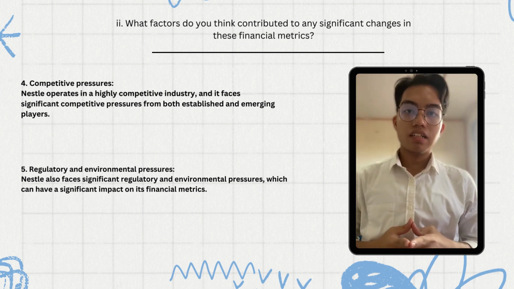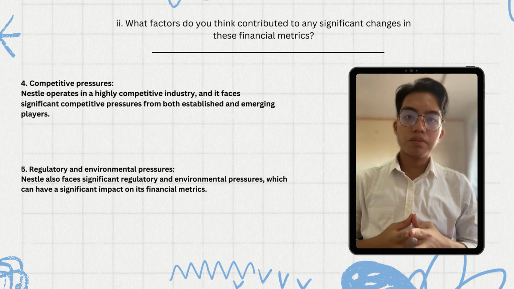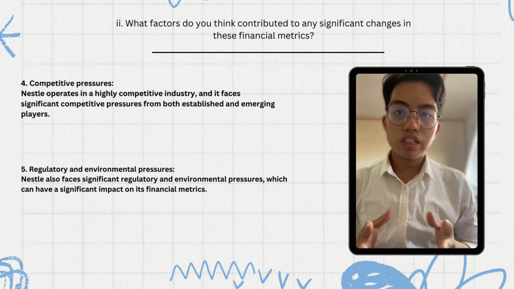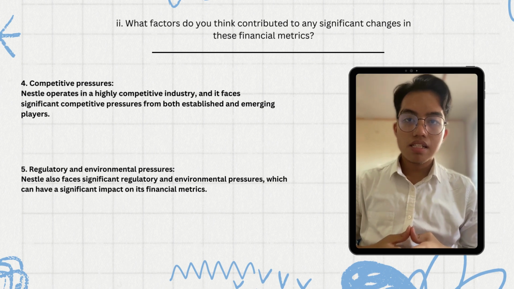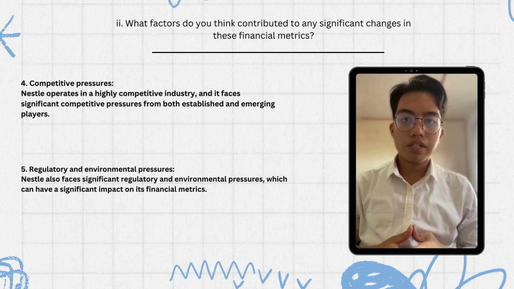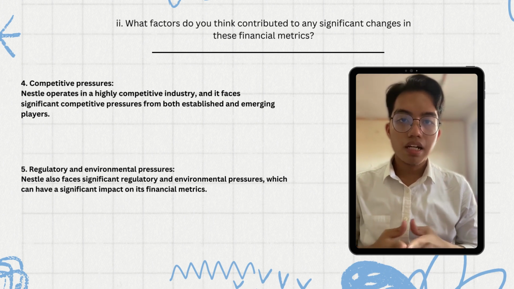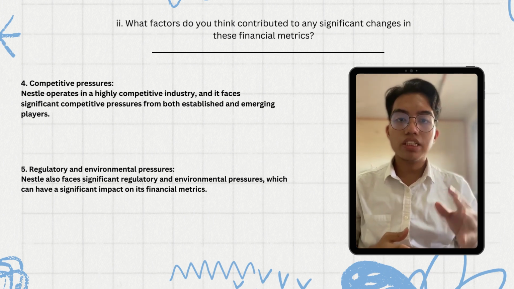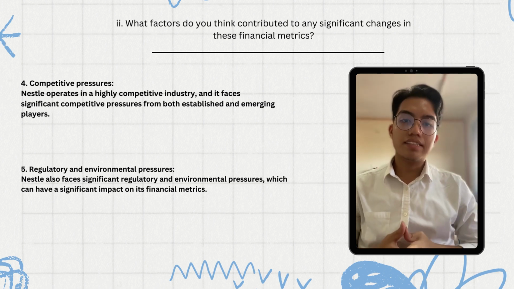Factor number 5 is regulatory and environmental. For instance, in recent years, there has been increasing pressure on companies to reduce their carbon footprint and adopt more sustainable practice. Nestle has responded to this pressure by setting ambitious sustainability targets, which include reducing its greenhouse gas emissions by 35% by 2030. This commitment has helped Nestle to improve its reputation and brand value, while also reducing its costs and risks.